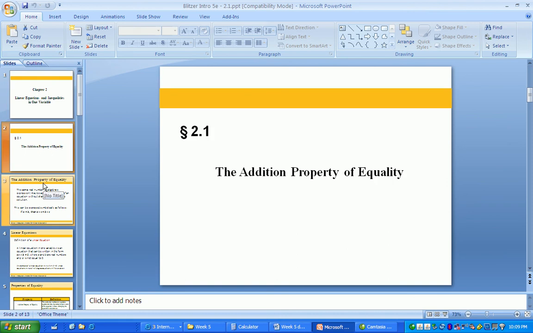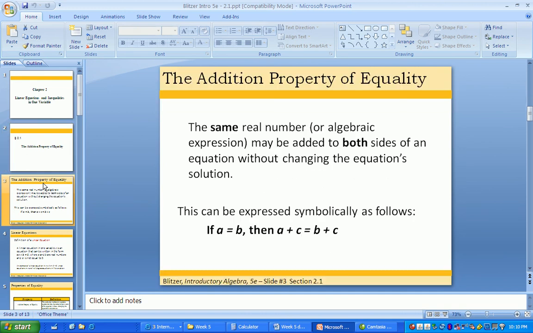going to come up is going to be the addition property. We heard about properties in Chapter 1. In Chapter 2 we're going to be talking about the addition property of equality. The same real number may be added to both sides of an equation without changing the equation's solution.